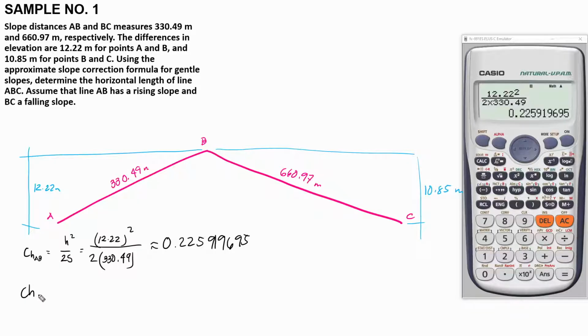So, CH of BC. They are probably similar. Although it was said to be a gentle slope, just to check, we have 10.85 divided by 660.97 multiplied by 100. So, that's 1.64. The slope is even smaller. Continuing, we have h squared for BC: 10.85 squared divided by 2 times 660.97.